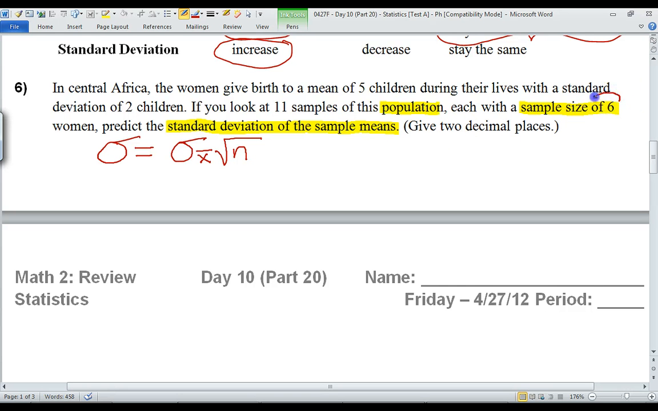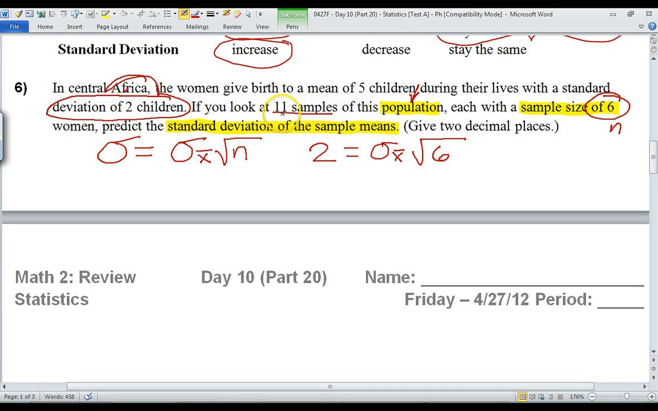We're given that the sample size is 6, so that's our n. Predict the standard deviation of the sample means. That means we don't know the standard deviation of the sample means. That's our variable. That means we must be given the standard deviation of the population. What's the standard deviation of the population? 11. It says 11 samples. That's not a standard deviation. It's 2, okay? See over here where it says standard deviation of 2 children. That's the population they're talking about. Standard deviation of 2 children in all of Africa. That's the population, okay? So this formula becomes 2, because that's the standard deviation of the population, equals the standard deviation of the sample means, that's what we're looking for, times the square root of 6.